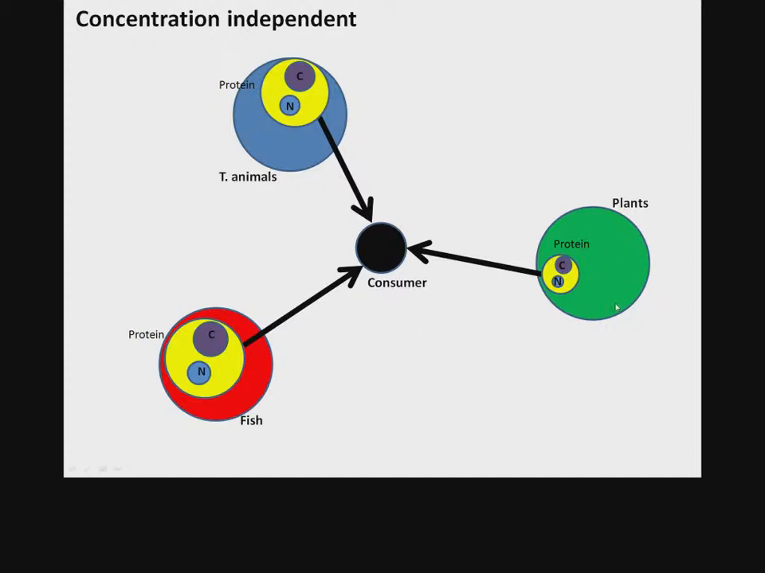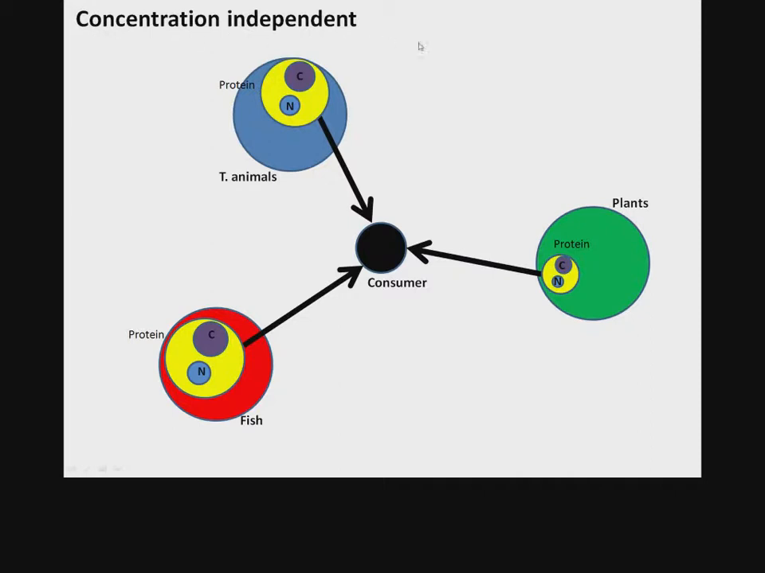Plant foods, terrestrial animals, this would be the meat of terrestrial animals, and the meat from fish. And the question that I have is, what is the contribution of the protein within each food group towards the consumer? Notice that this is different from asking what is the contribution of each food group as a whole towards the consumer, because I'm only interested in the protein fraction. So this could be defined as a concentration independent model.